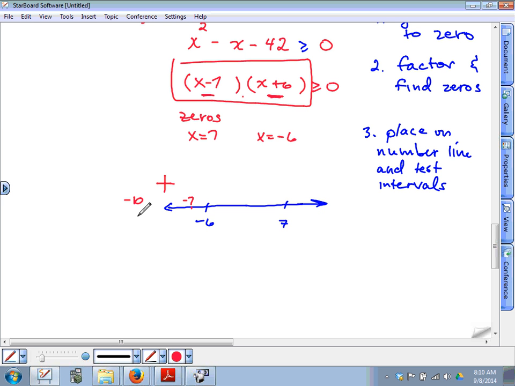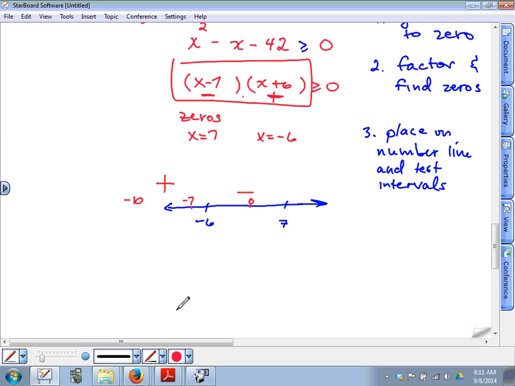Okay. Now let's test the number between negative 6 and 7. Anybody think of a really easy one to test? 0. I'm going to test 0 right here as a test point. 0 minus 7 is negative. But 0 plus 6, positive, right? And a negative times a positive is a negative. So any number in this region from negative 6 to positive 7, any number that you plug in will result in a negative number. So I'm going to put a minus sign above that interval.